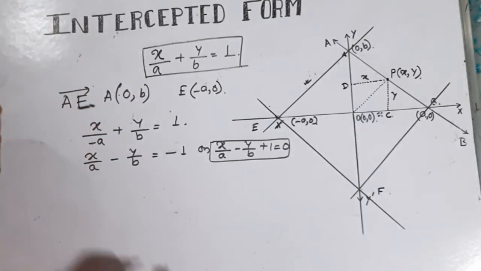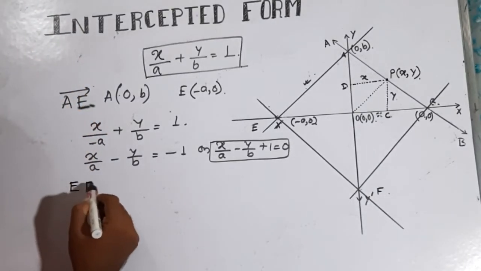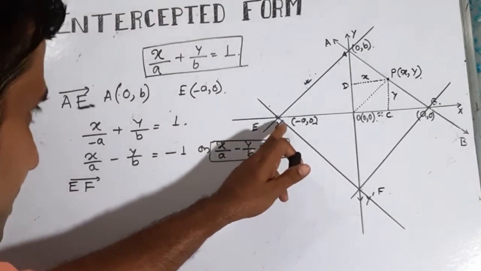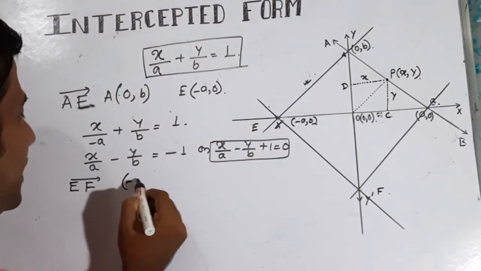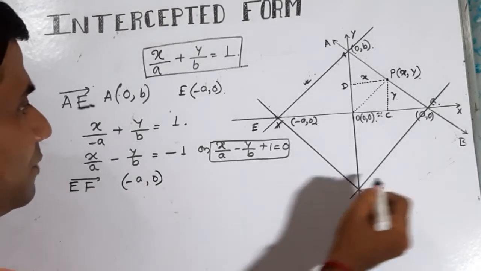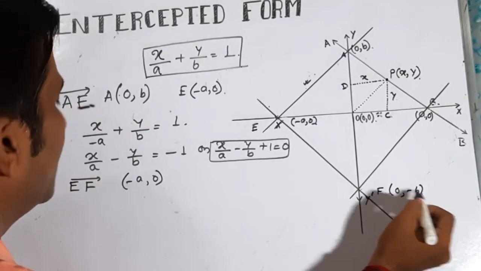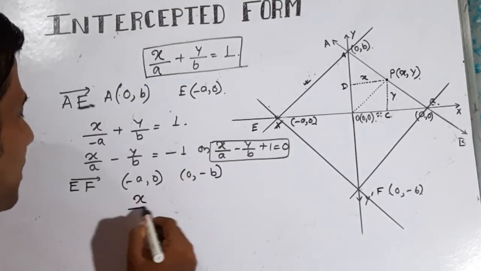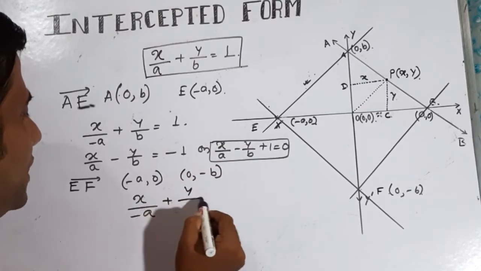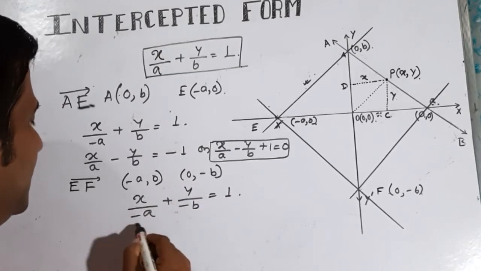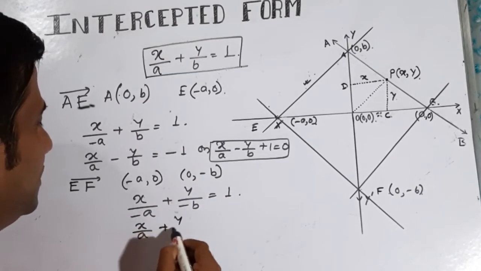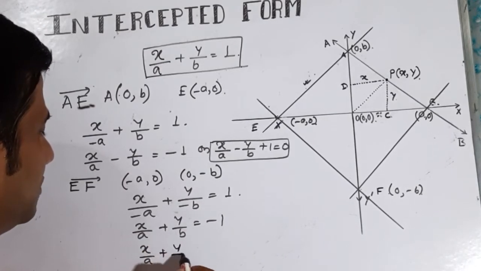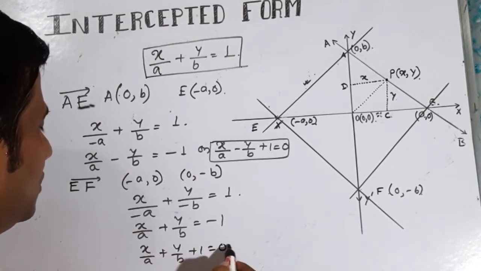Now if we find the equation of EF, it cuts the x-axis at (-a, 0) and the y-axis at F (0, -b). Then the equation of the straight line will be x/(-a) + y/(-b) = 1. That means x/a + y/b = -1, or x/a + y/b + 1 = 0.